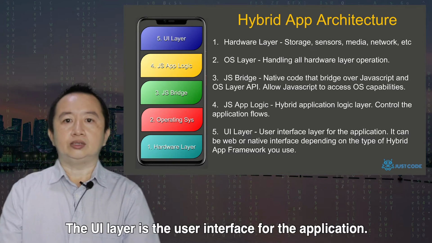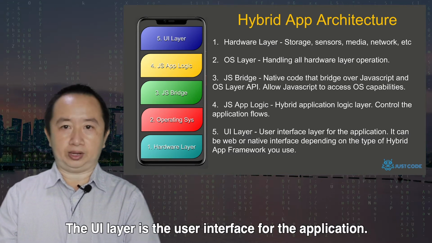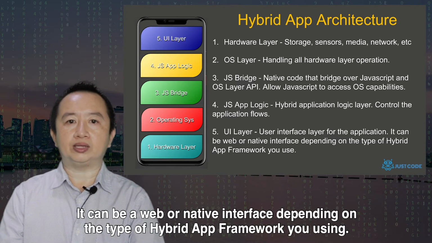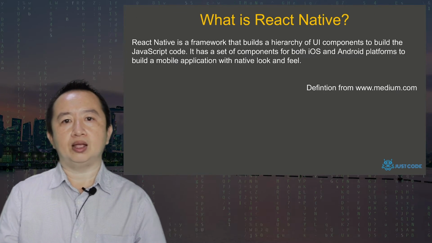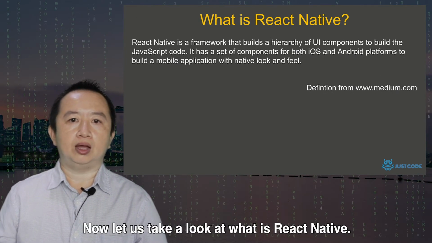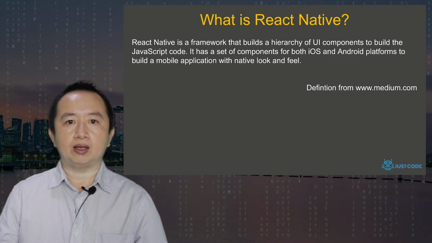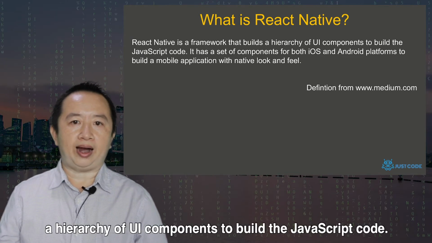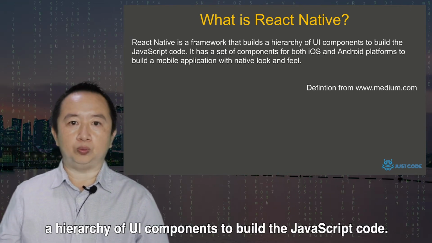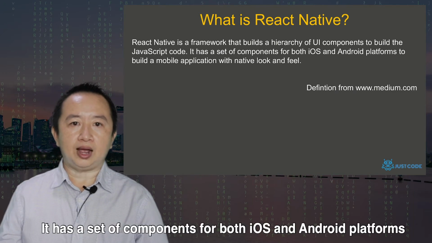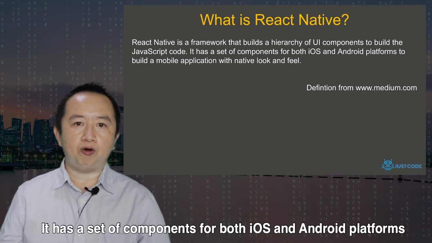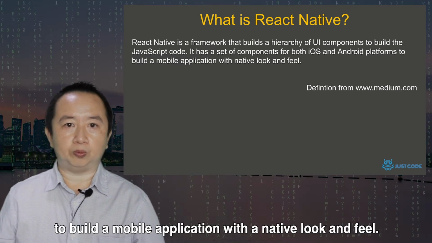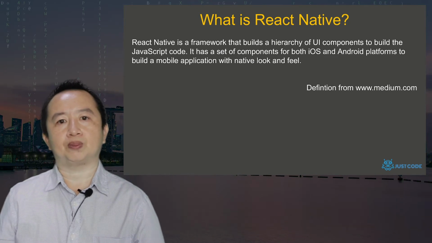The UI layer is the user interface for the application. It can be a web or native interface depending on the type of hybrid app framework you are using. Now, let us take a look at what React Native is. By definition, React Native is a framework that builds a hierarchy of UI components from JavaScript code. It has a set of components for both iOS and Android platforms to build a mobile application with a native look and feel.